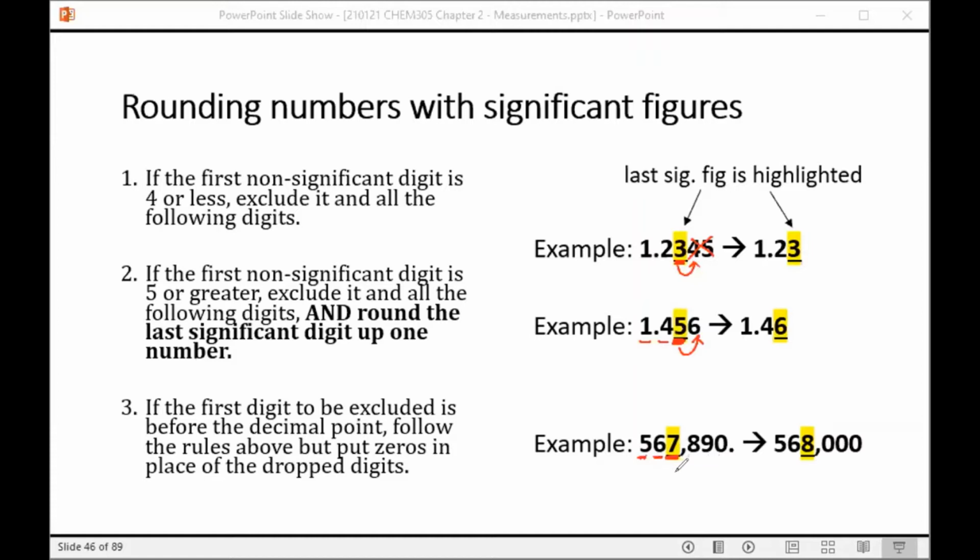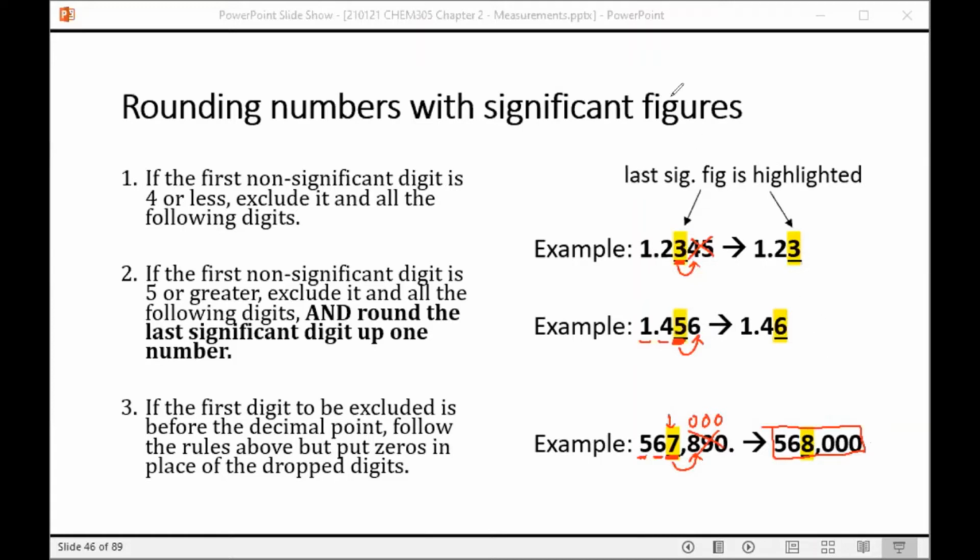So the thousands place is going to be where your last number is located. You look to the right, it's an 8. So you're going to round the 7 up to an 8, and then you're going to drop everything else. But since this number is before the decimal point, you have to fill in these dropped spots with zeros. So you get 568,000, with zeros filled in for the digits that you dropped.